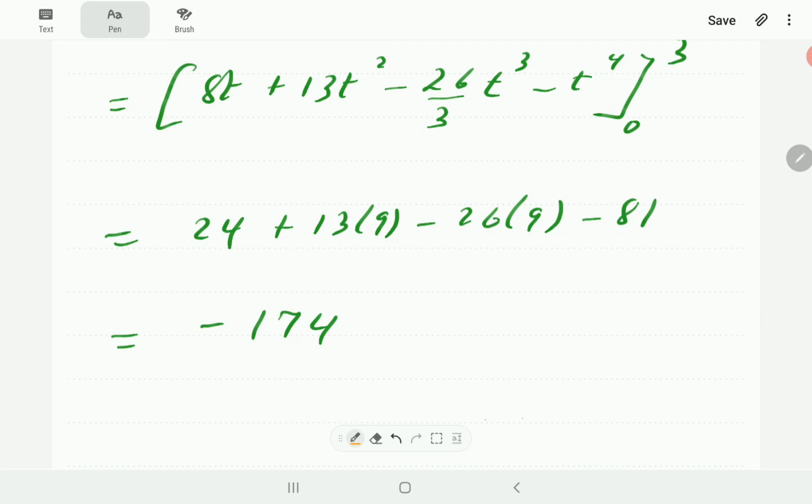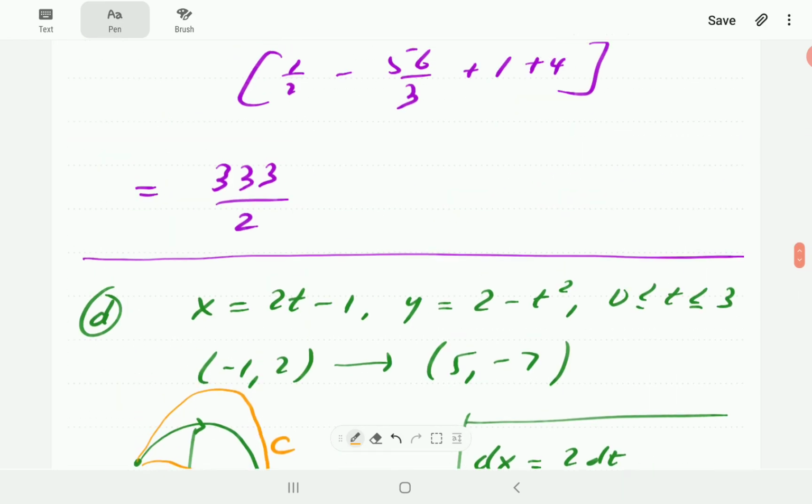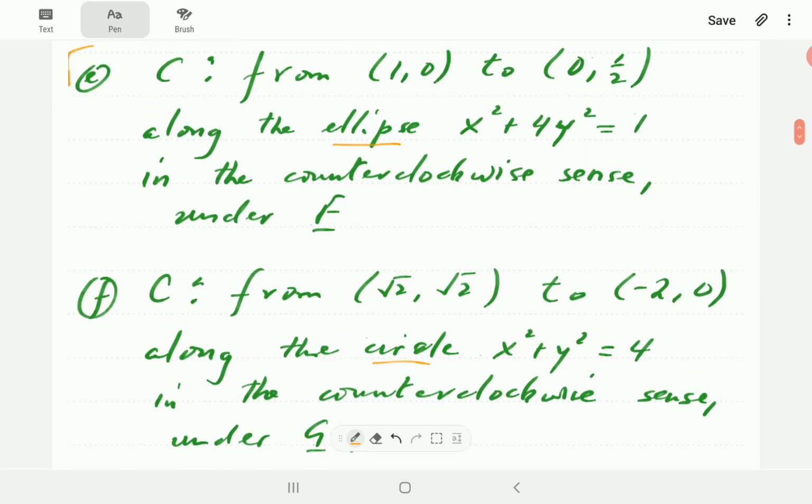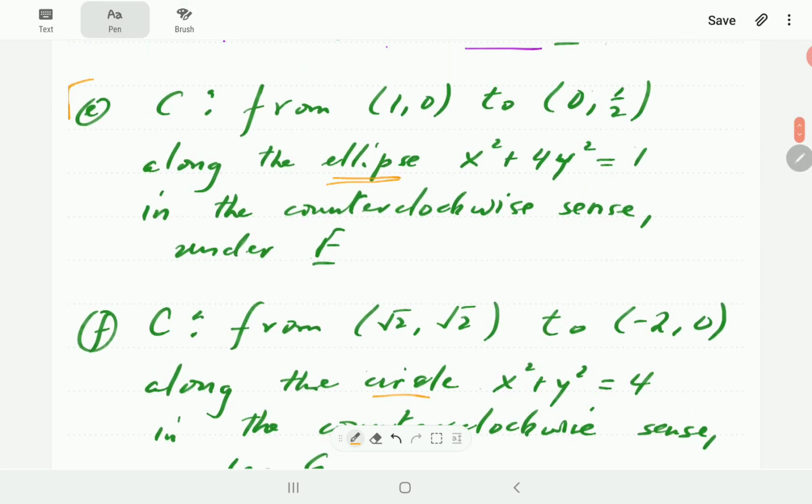All right, so thank you for watching. In part 3, we're going to have a go at the last 2 examples, which involve, in one case, the ellipse, and then in the other case, a circle.